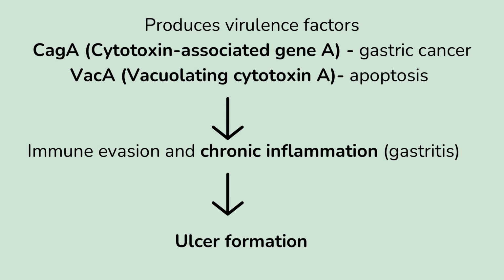The immune system responds to the infection by sending immune cells to the stomach lining. But Helicobacter pylori has mechanisms to evade the immune response and can lead to chronic inflammation, gastritis. Persistent infection and inflammation can damage the stomach lining over time. This, combined with stomach acid, can result in ulcers in the duodenum or the stomach itself.